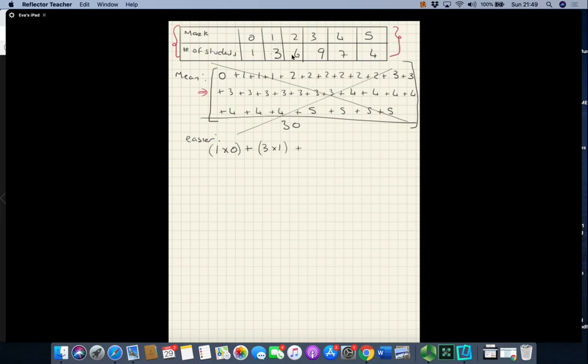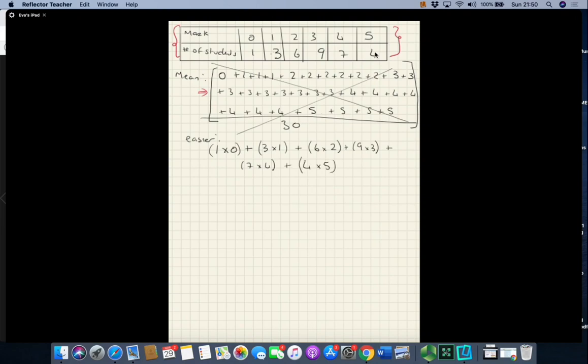Now you don't really need the brackets when you're putting it into your calculator, because BOMDAS will do the multiplication before the plus. I'm just putting the brackets here so that you can see where I'm getting the values from. I have 6 students with a mark of 2. I have 9 students with a mark of 3. I have 7 students with a mark of 4, and I have 4 students with the mark of 5.